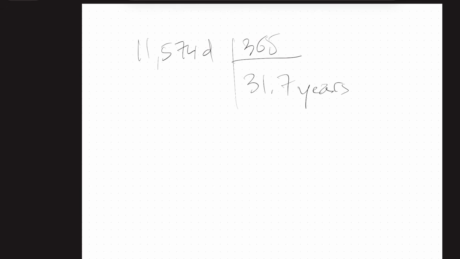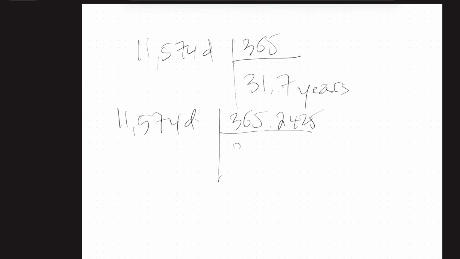Roughly 31.7 years. Now, if we want to be really precise, factoring in that Earth revolves around itself in not exactly 24 hours, but 24 hours and some change, it's going to be 11,574 days divided by 364.2425. That will give us 31.68 years. The difference between leap and non-leap year is going to be 11 days, still negligible when we talk about decades. So it's going to take 31.7 years to count from 0 to 1 billion.